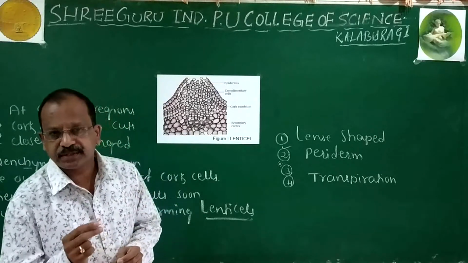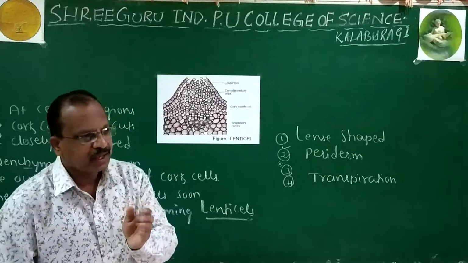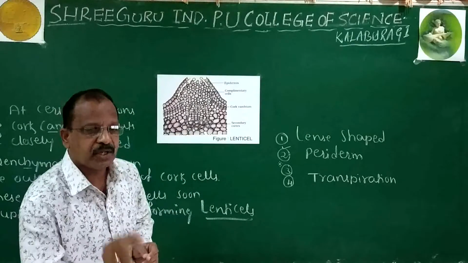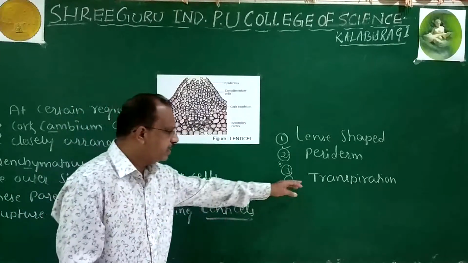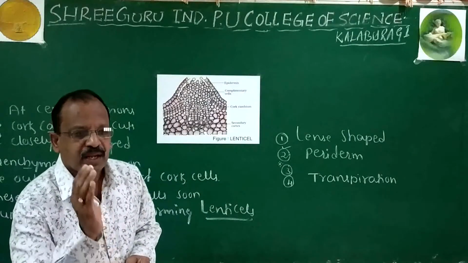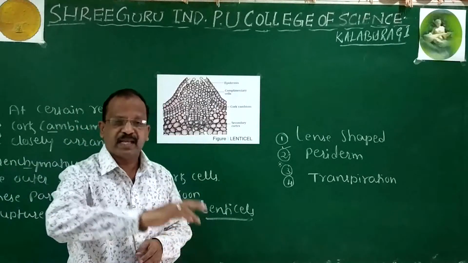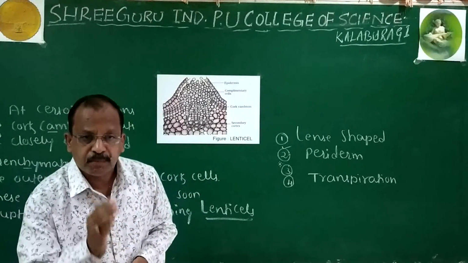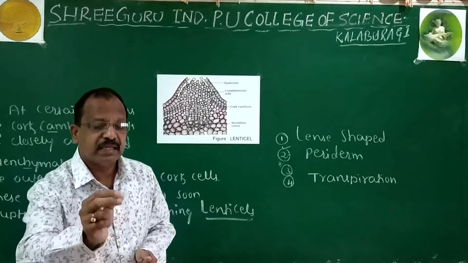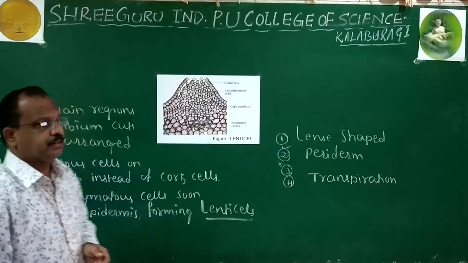Last, the function. Lenticels are specially meant for aeration, and they are also involved in transpiration. Please remember, for CET purpose, lenticels are also called ventilatory structures because they help in the exchange of gases between the environment and the internal tissues. So that ends lenticels.